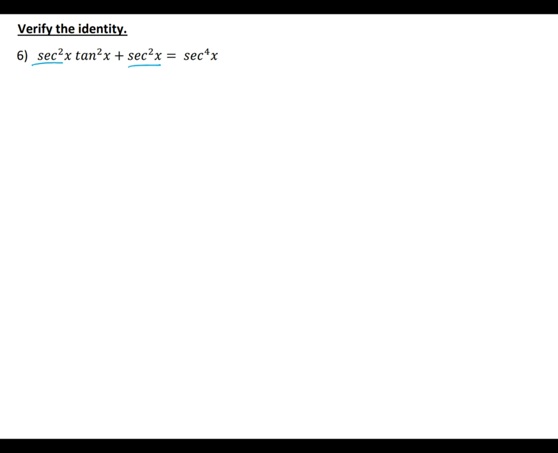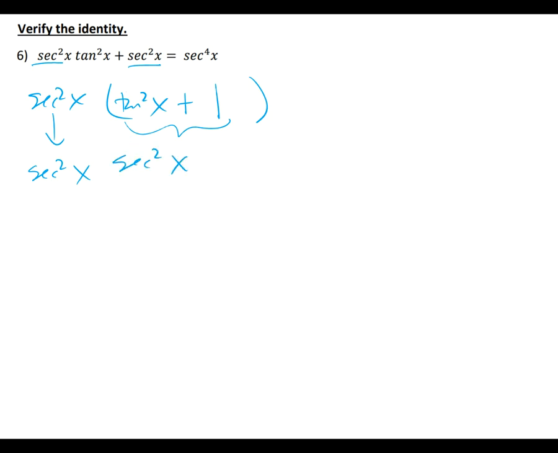Greatest common factor, right? So I'm going to go ahead and pull them out. So secant squared, what's left in the first term? Tangent squared is left, and what's left in the second term? 1. Okay? This looks pretty Pythagorean-ish to me. So look up at that pink sign and tell me, can I replace tangent squared plus 1? Secant squared.